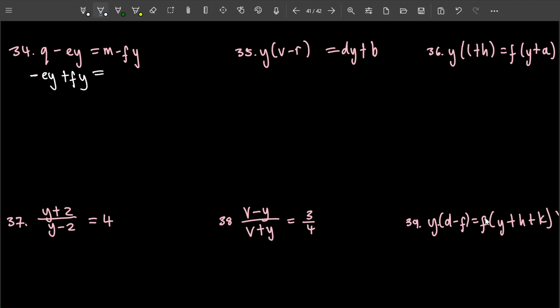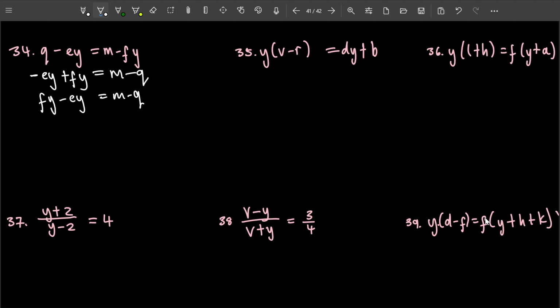And then it is equal to, on the right, there is what? There is M, and Q is coming to subtract. Remember, we are grouping like terms, so things without Y are going to one side, and things with Y are going to one side. Now, when it's like this, I could rewrite it. Negative EY plus FY is the same as saying FY minus EY is equal to M minus Q.